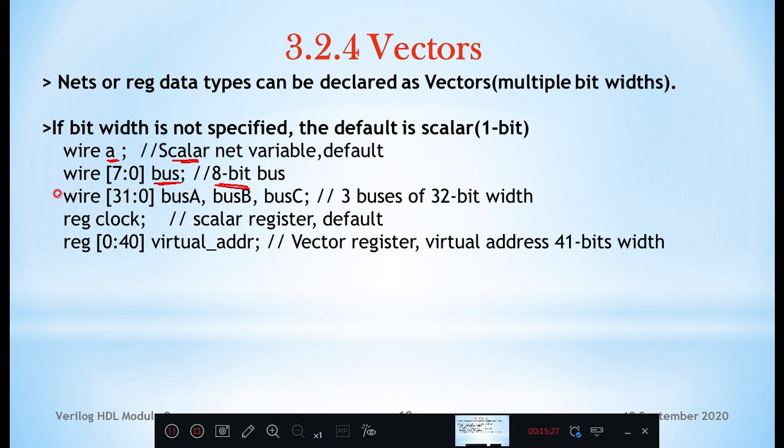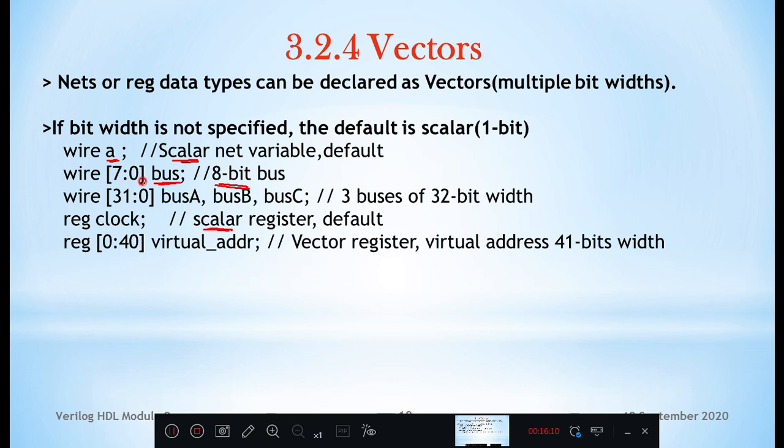So these wire declarations we use to define nets, and we can define registers also as vectors. Reg clock means a scalar 1-bit register, the name is clock. Reg [0:40] virtual address is a vector register; virtual address is 41 bits. One more observation: higher value, lower value, left-hand side higher value, right-hand side lower value. Or left-hand side lower value, right-hand side higher value in this case. So both are supported in Verilog.